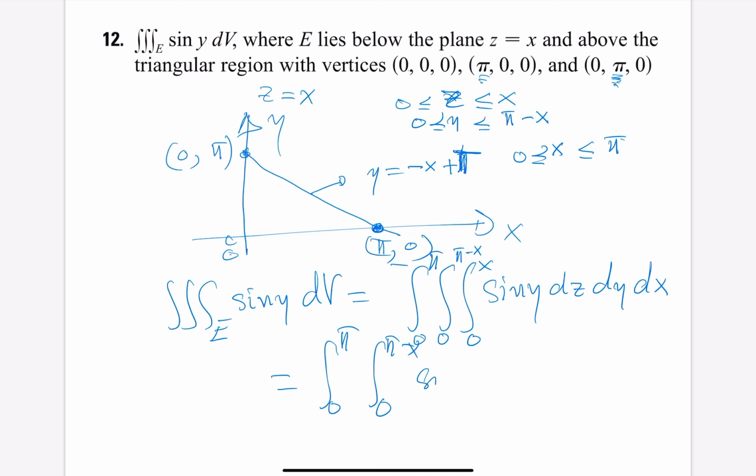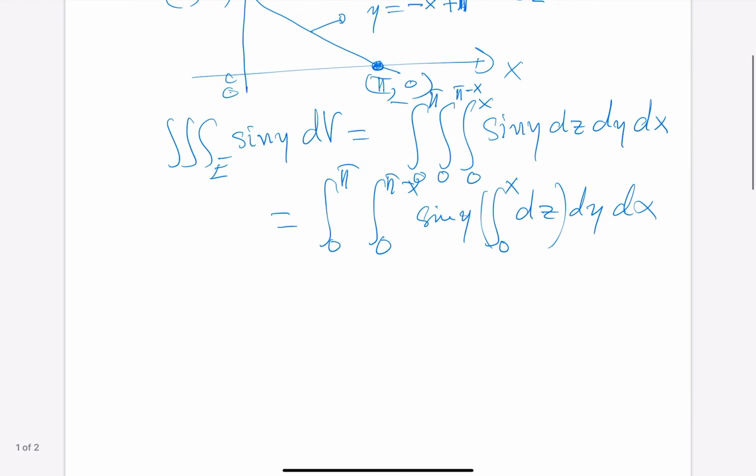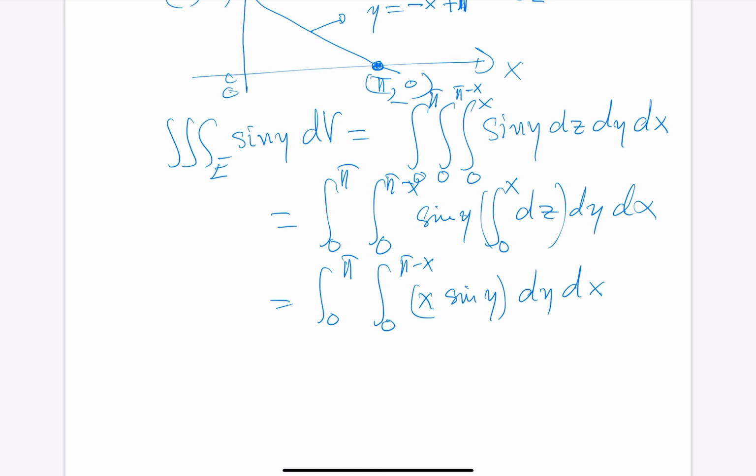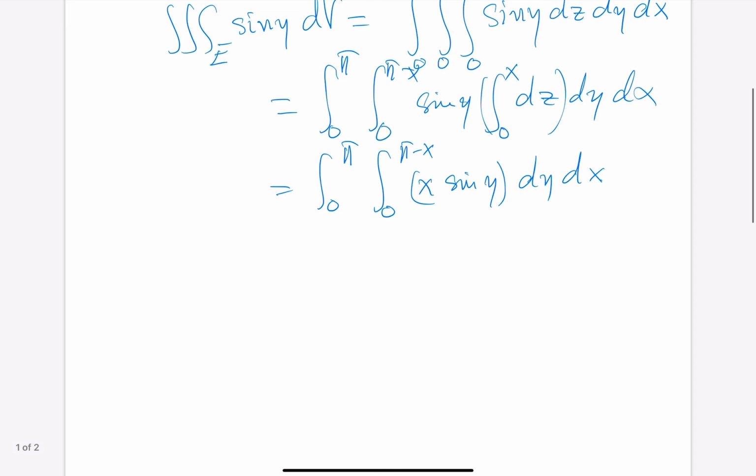Move this one outside. You have sine y and the integration of 0 to x, dz and dy, and then dx. So here you will have the integration from 0 to pi, the integration from 0 to pi minus x, and here you have x sine y, okay, and then you have dy dx, and so on and keep going.